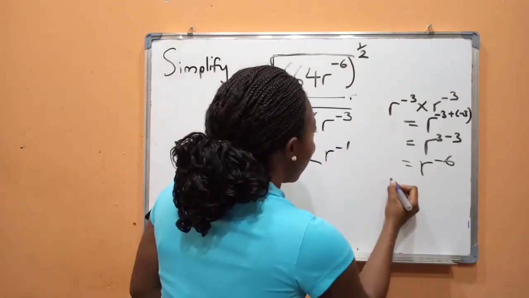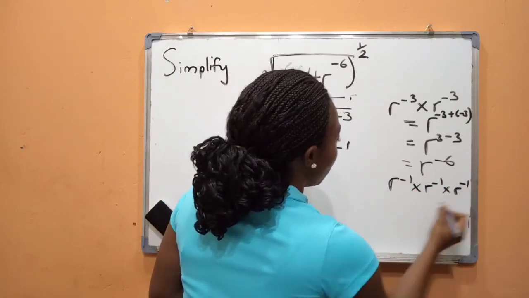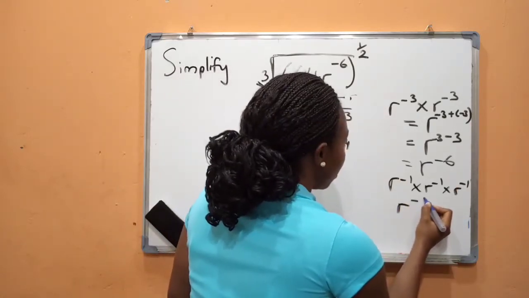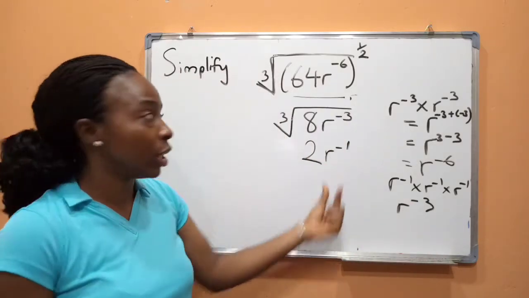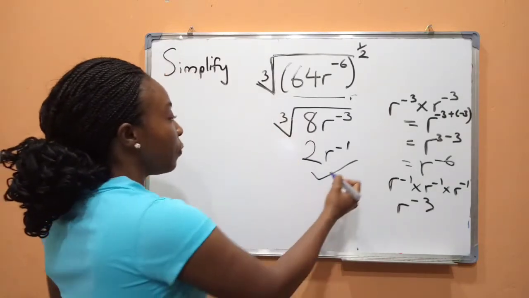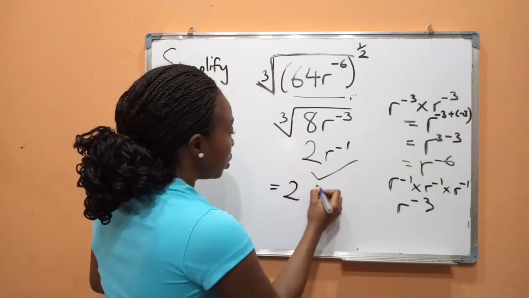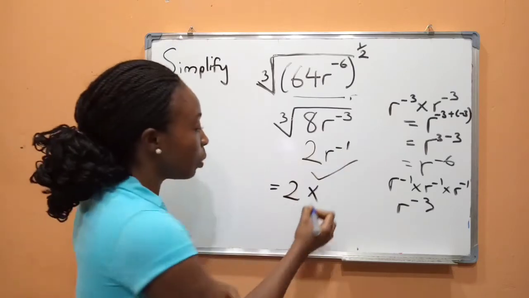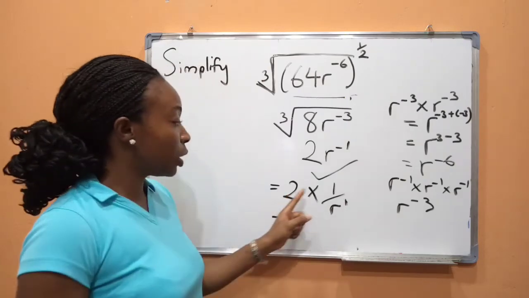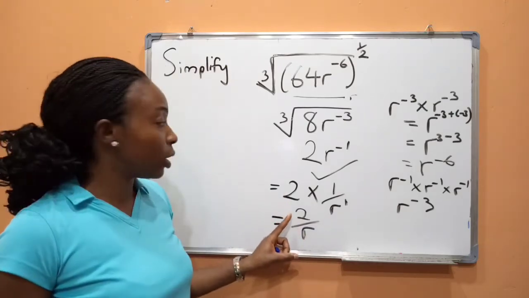Because if you say r to the power of minus 1 times r to the power of minus 1 times r to the power of minus 1, by the time you sum up the powers, you're going to have minus 3. So you can see how we arrived at the cube root here. So this is our answer. When we get this, you can leave your answer like this, or you can further simplify it. For us to do that, we are going to have 2 times, now this r to the power of minus 1 becomes 1 over r raised to the power of 1, which is equal to 2 times 1 gives us 2 over r. So we can leave our answer like this, okay? So this is our answer.